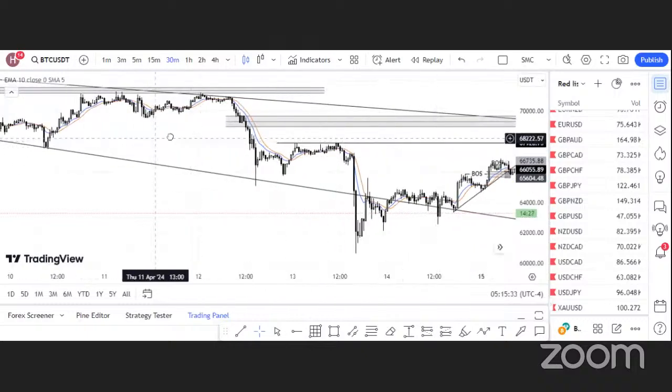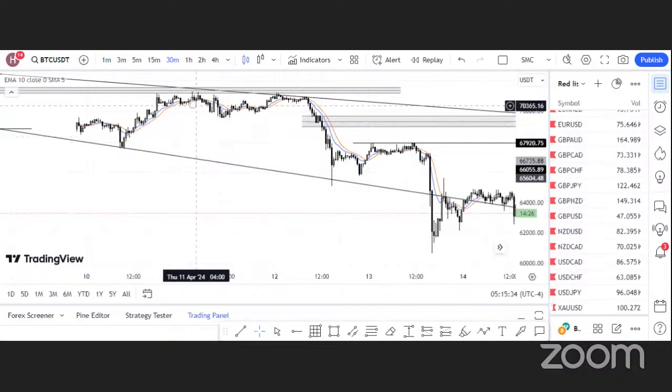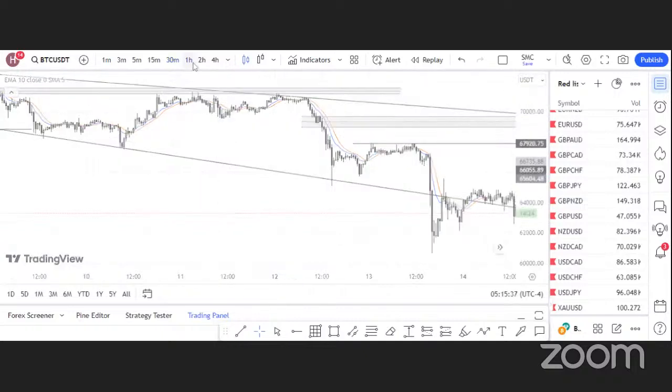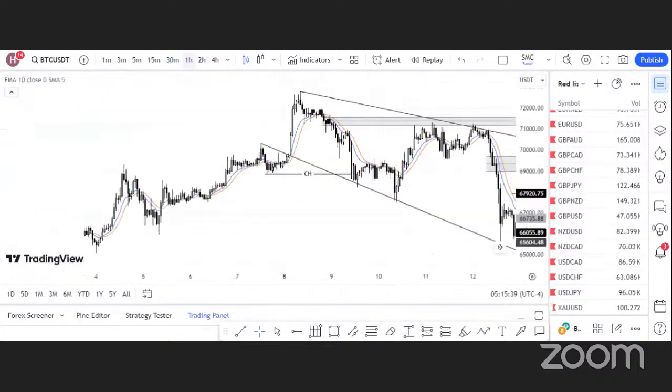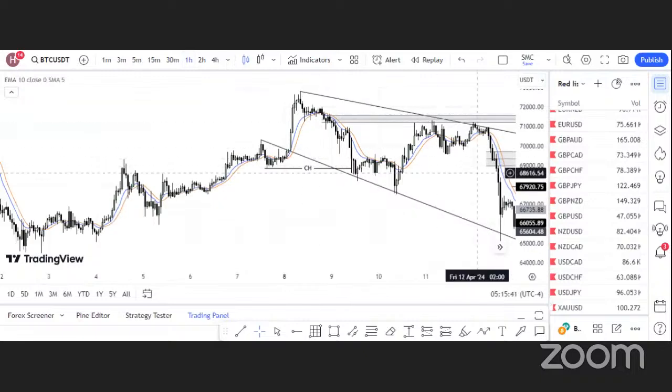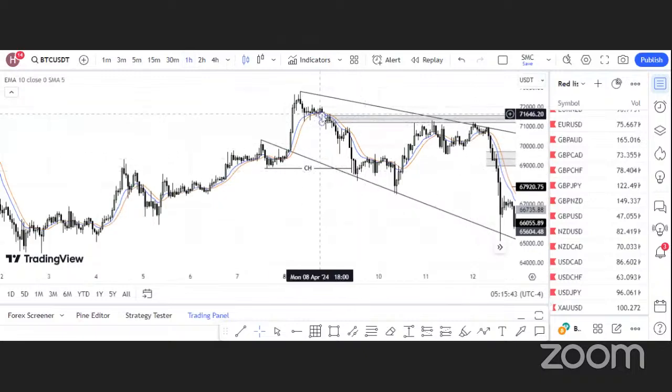You see, when the market got there, what happened? The market started selling to the downside. Now let's go back to the 1 hour time frame. We saw the bullish candle on the 1 hour time frame.